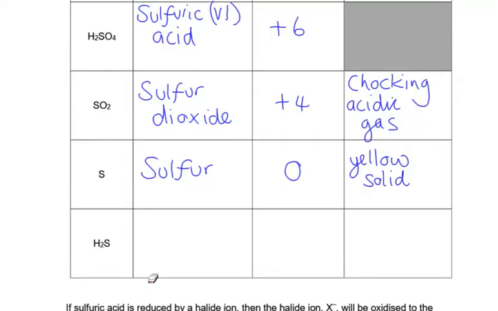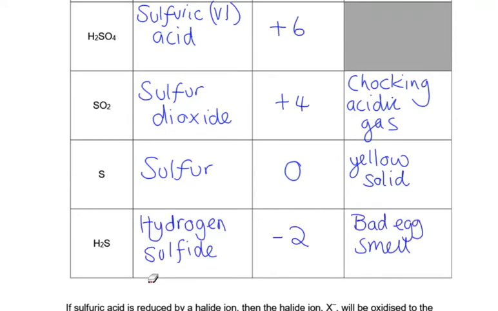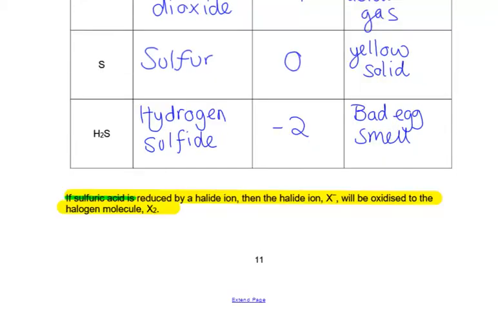Sometimes we will see sulfur, oxidation state 0 because it's an element, and that will appear as a yellow solid. And if we have H2S, hydrogen sulfide, formed, oxidation state -2, you can recognise that by smelling like a bad egg. So we're starting with sulfuric acid, and it's going to be reduced by the halide ion, and the halide ion itself will be oxidised up to the halogen molecule, so we'll have to remember all the colours for those as well that we looked at earlier.